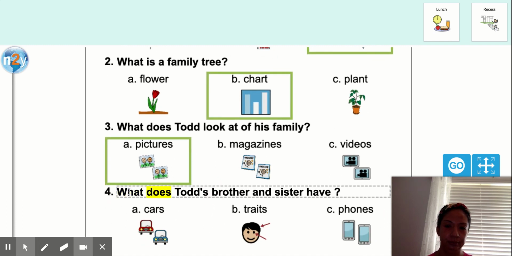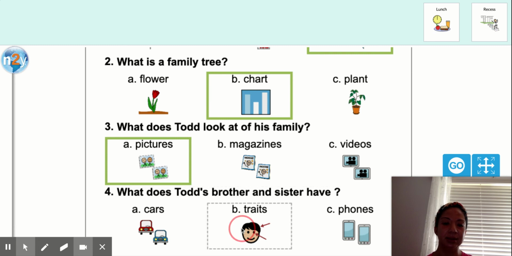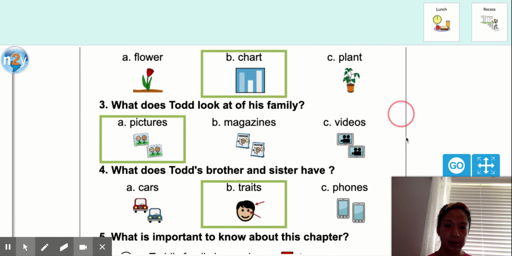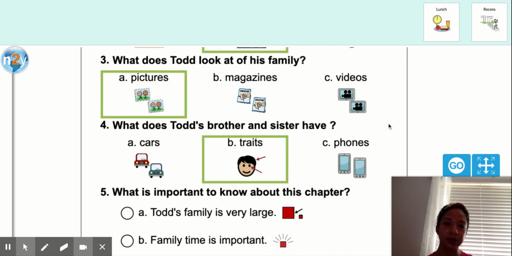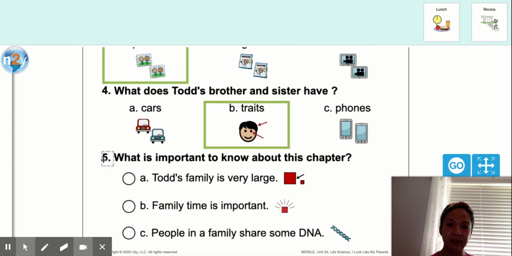Number 4. What does Todd's brother and sister have? Do they have cars? Do they have traits? Or do they have phones? Remember, what's our vocabulary word that talks about things that people have that they get from their DNA and from family members like parents and grandparents? Their eye color, their hair color, their skin color, even. Traits. Okay. Have you been talking about this at home, this chapter, or this book? It's a very interesting topic, DNA and family traits.